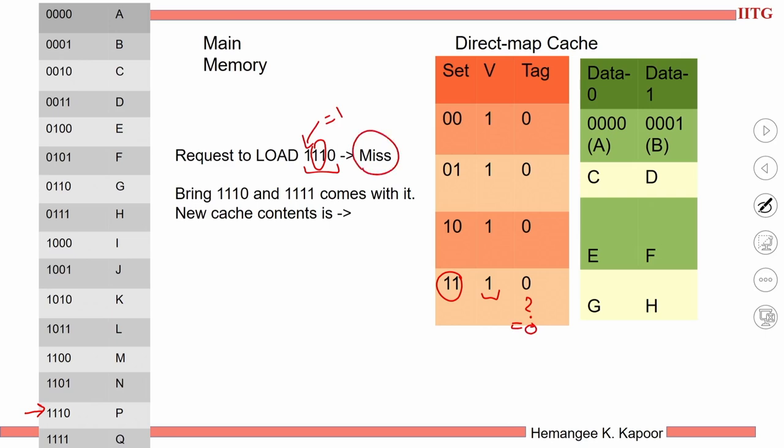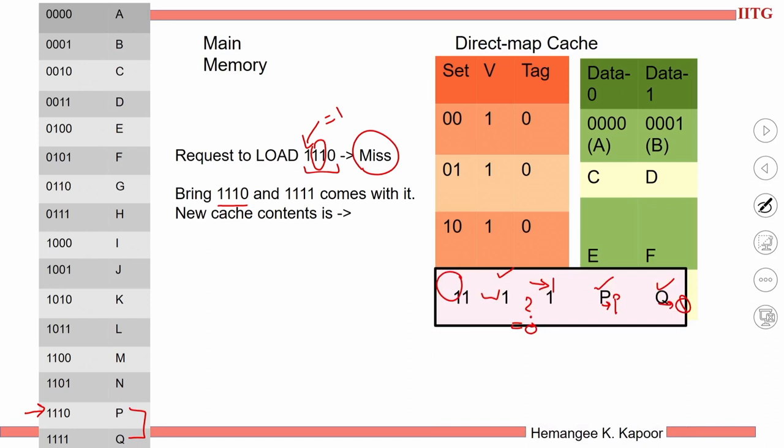So address 1110 is not present in the cache because you cannot look at G and H to see whether this is the data you want. You have to compare the orange portion, the index, the valid bit and the tag to confirm whether you have the data or not. Once we have a cache miss, we need to bring the data from the memory. So when I bring 1110, it comes with the second byte also because we are loading 2 bytes at a time. They will go in the same location, but what changes? Valid bit remains as it is. This tag bit will become 1 because the current address's tag is 1, and G and H get replaced with P and Q. Okay, so this is how it will change.